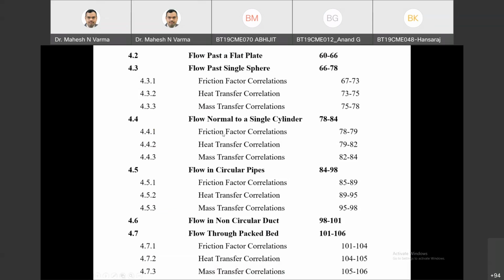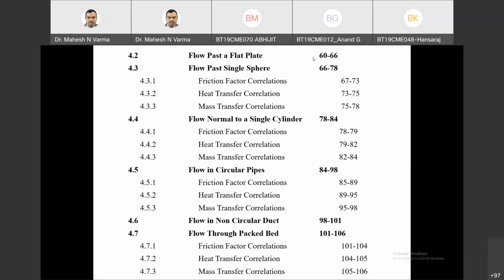Okay. So this is what we have discussed, how to estimate friction factor, heat transfer coefficient and mass transfer coefficient. Already we have covered flow over a flat plate, which is in chapter number 4, pages 60 to 66. And as I told, there is no theoretical derivation for these equations. All these equations are experimentally fitted, experimental data fitted into polynomial equations using some dimensionless numbers.